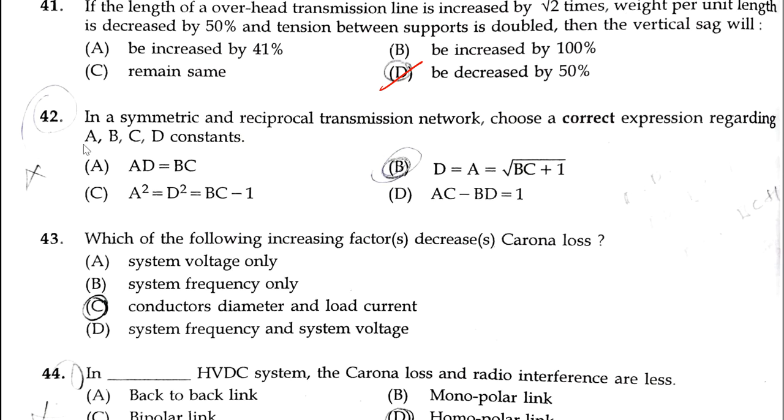In a symmetrical and reciprocal transmission network, choose the correct expression regarding the ABCD parameters. So simple: AD − BC = 1.